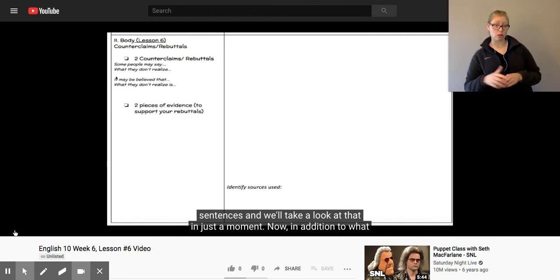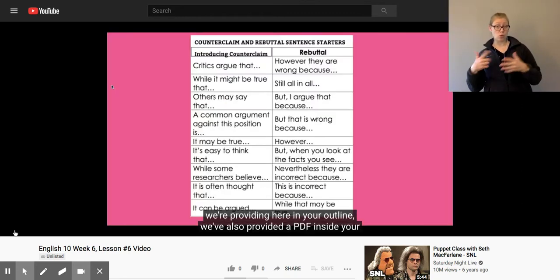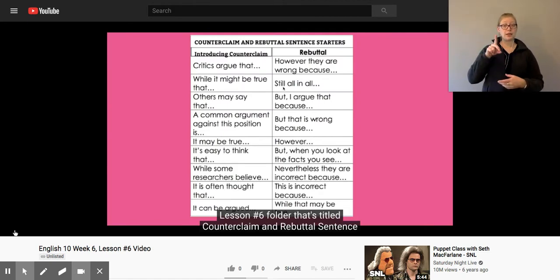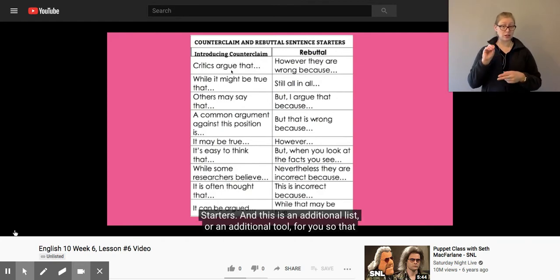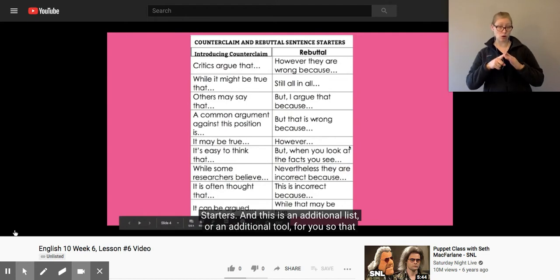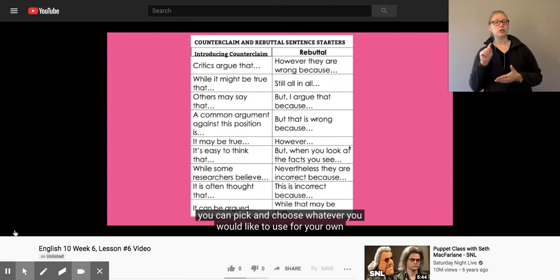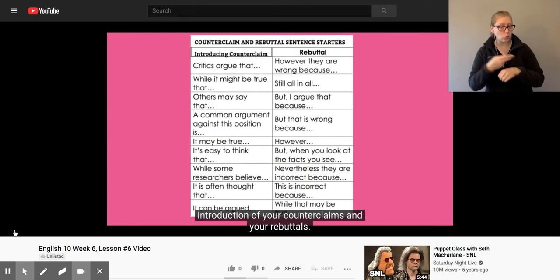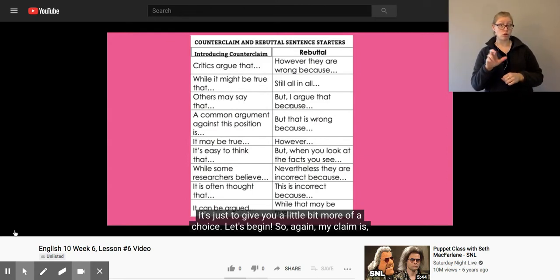Now, in addition to what we're providing here in your outline, we've also provided a PDF inside your Lesson 6 folder that's titled Counterclaim and Rebuttal Sentence Starters. And this is an additional list or an additional tool for you so that you can pick and choose whatever you would like to use for your own introduction of your counterclaims and your rebuttals, just to give you a little bit more of a choice.